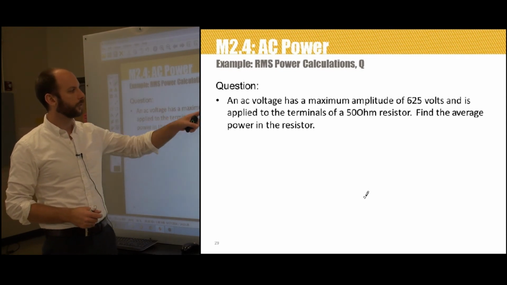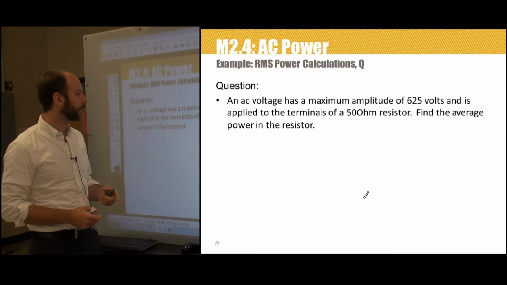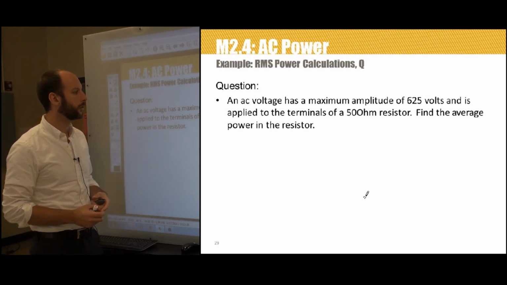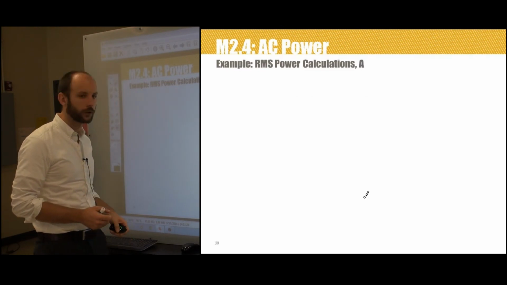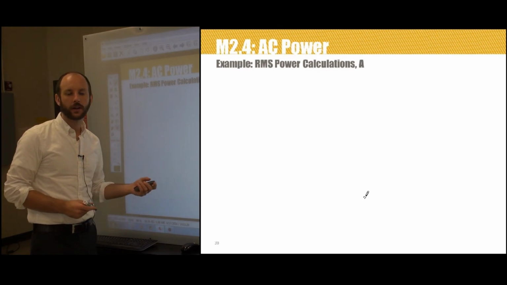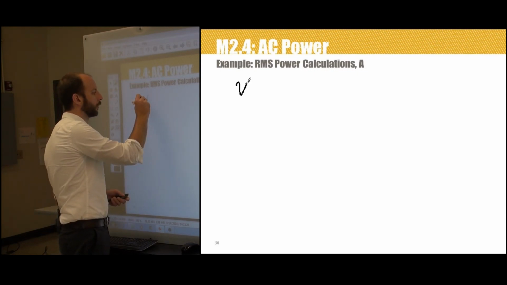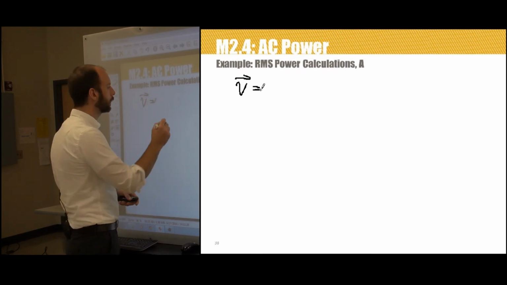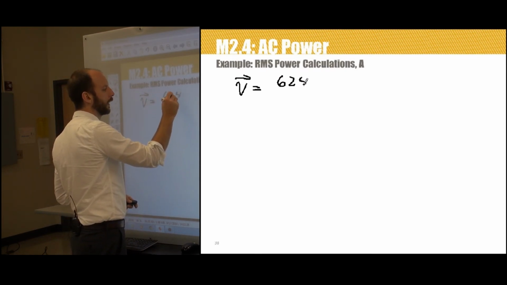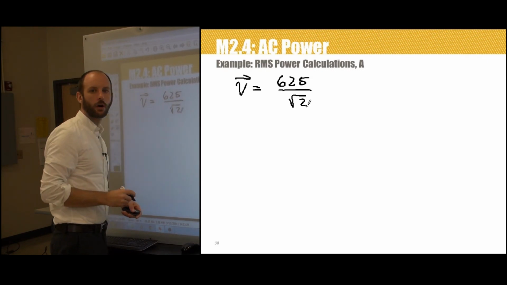We've got an AC voltage here with a max amplitude of 625 volts, and we're going to apply it to the terminals of a 500 ohm resistor. Find the average power in the resistor. So we're going to take the voltage, we're going to use it as the reference phasor. We want the voltage phasor, there's a capital V. Remember, we need to use RMS. We were given peak, so we need to do 625 volts divided by square root of 2. That converts it to RMS.